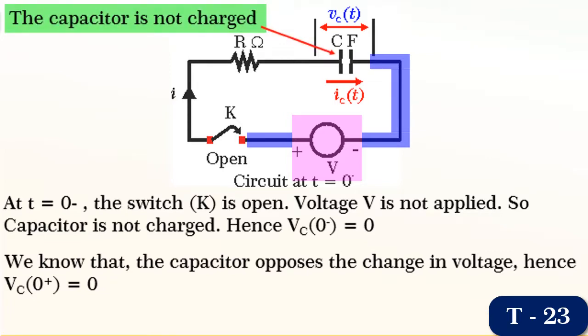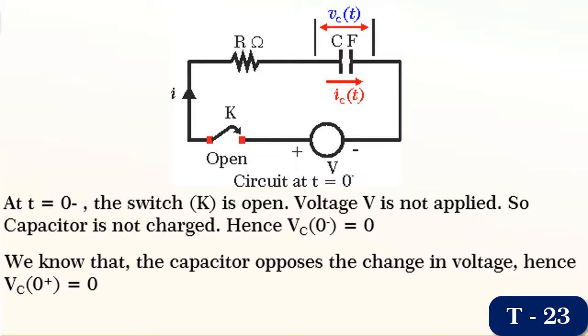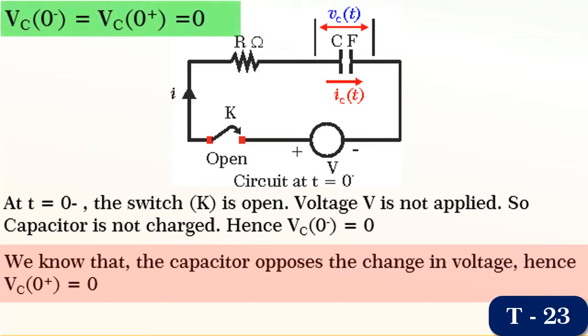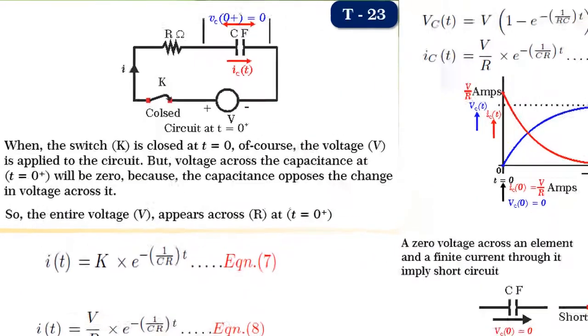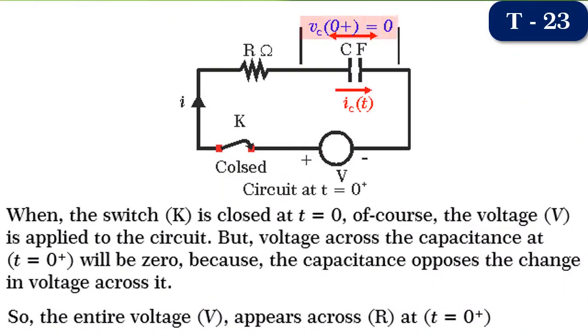Is it not simple? So, friends, we know that the capacitor opposes the change in voltage. So, Vc(0-) is equal to Vc(0+). Therefore, Vc(0+) is equal to 0. Friends, it is not enough if we find Vc(0+) only, but what we want is I(0).